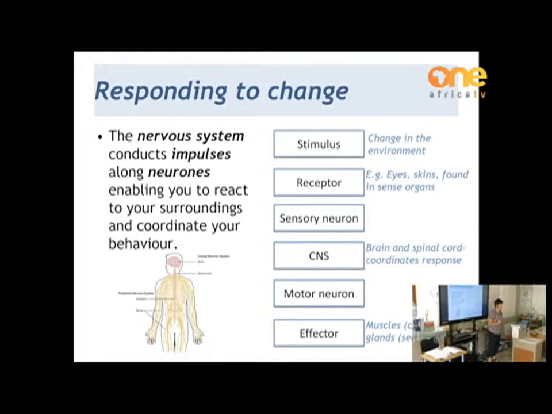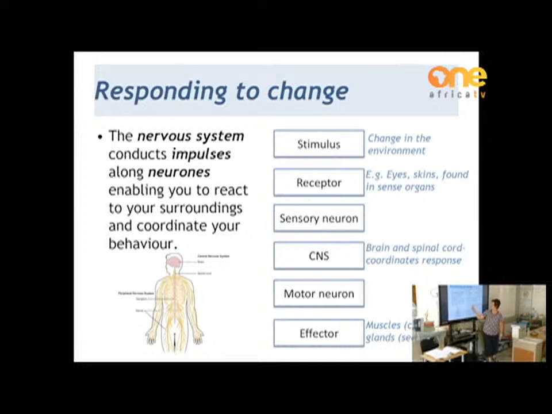So, when I touch a very hot plate, I will pull away. But when somebody is touching me softly, I will enjoy the feeling. Do you agree? So we need to react to the surroundings, and we coordinate our behavior accordingly. Okay. So what happens is the stimulus comes from the environment. The receptor will be one of our sense organs: eye, skin, nose, taste buds, or ears. Then there is a neuron that needs to take the information to the central nervous system. We will repeat it, the brain and the spinal cord.